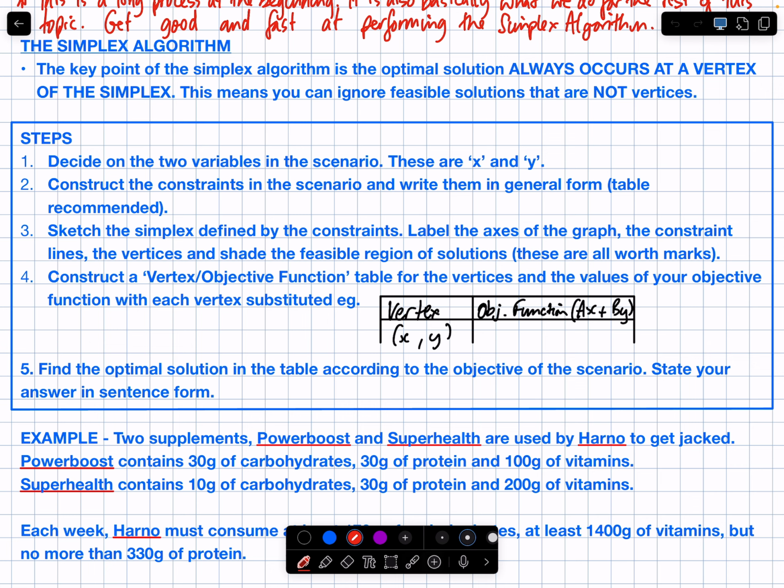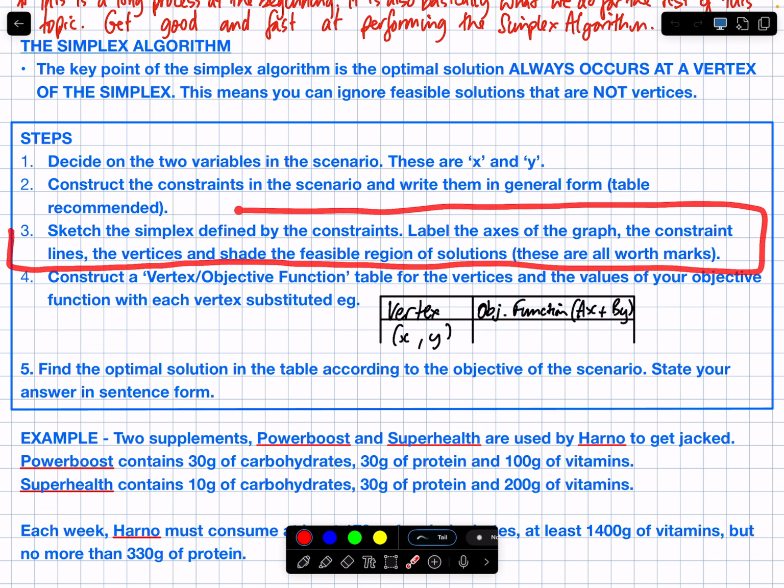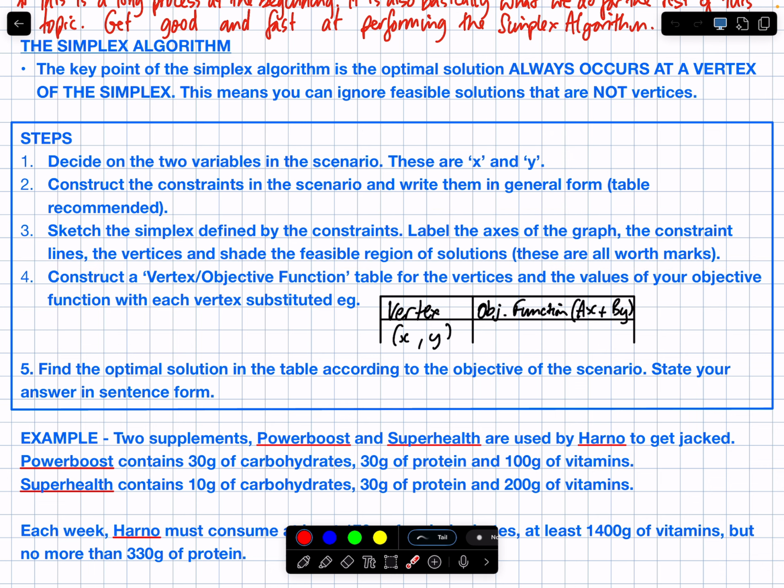Step 3 is the reason why this algorithm takes a long time. You have to sketch it. You have to draw your constraints, all those lines. You need to color them in. You need to label the axes, label the lines, all the corners. These are all worth marks. So your graph itself is going to be worth 5.